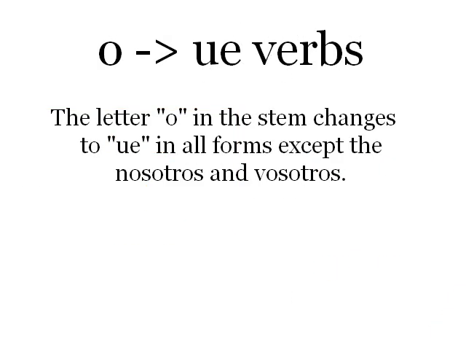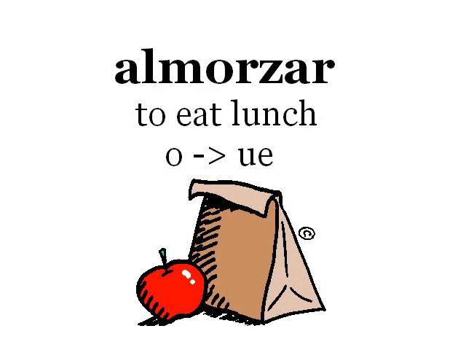Now, we will move on to verbs that stem change from O to UE. The letter O in the stem changes to UE in all forms except the nosotros and vosotros. Almorzar, to eat lunch. Repita. Almorzar.